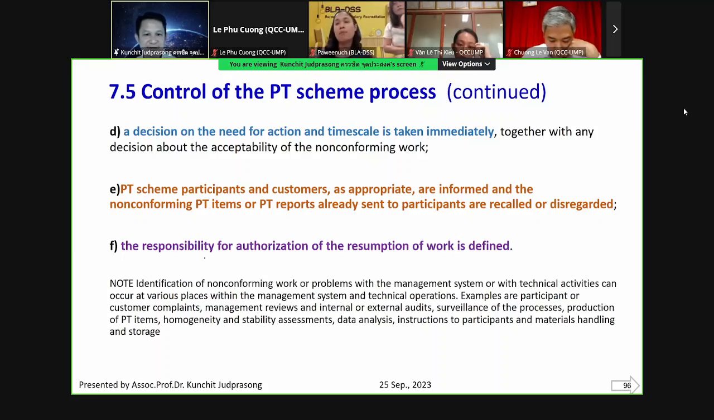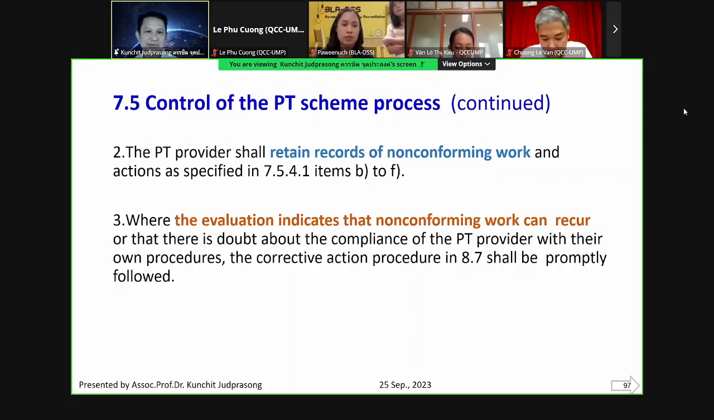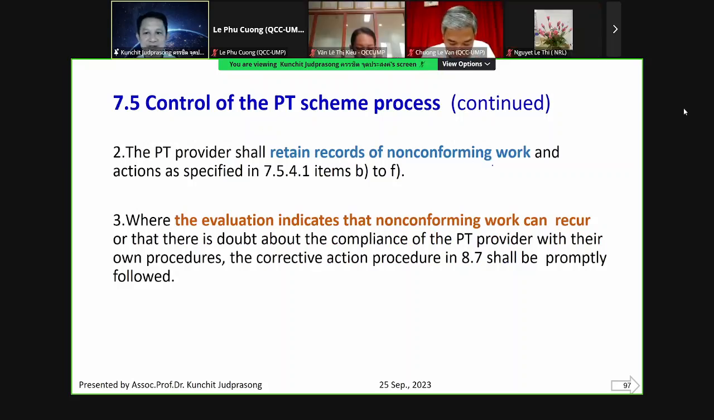The responsibility for authorization of the resumption of work is defined. You have to assign who is the one that authorizes whether you can continue the work. The PT provider shall retain records of NC and action as specified in the previous clause.